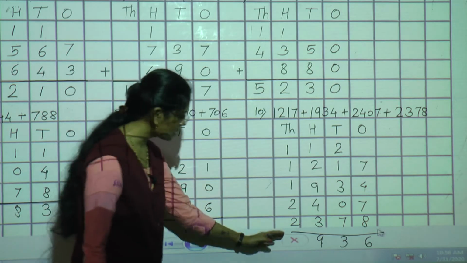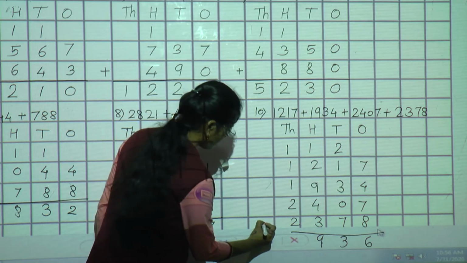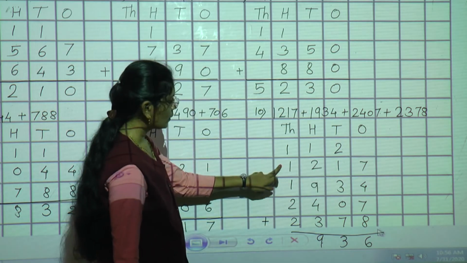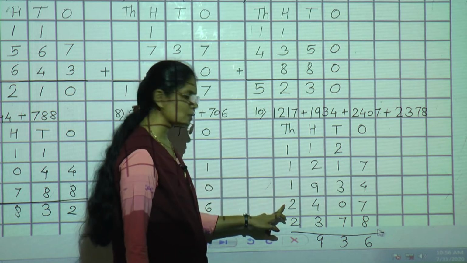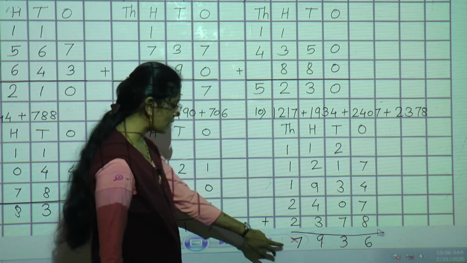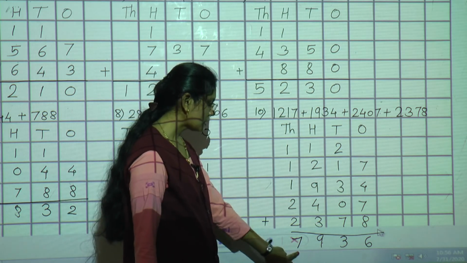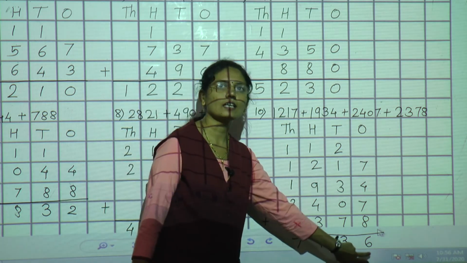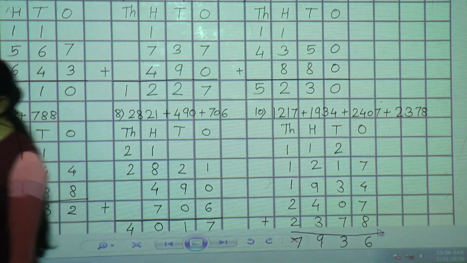Now see, students, this column. Yes, 1 plus 1, 2. 2 plus 1, 3. 3 plus 2, 5, and 5 plus 2, 7. So what will be the answer? The answer is 7936. This is our answer.